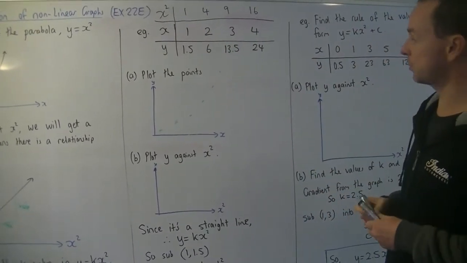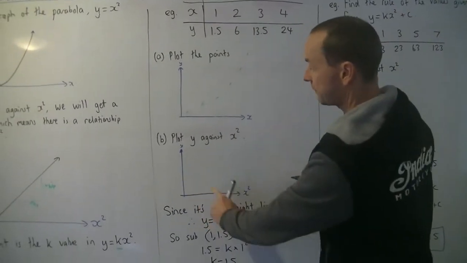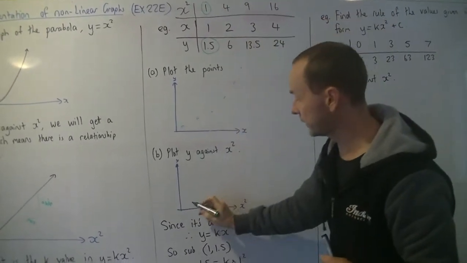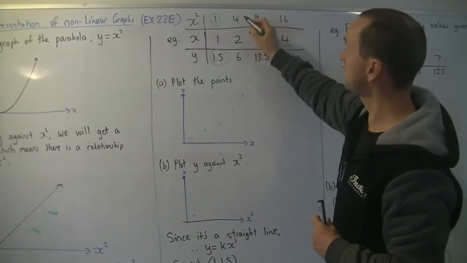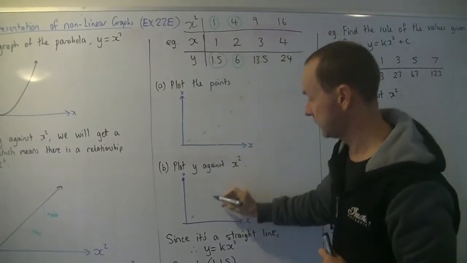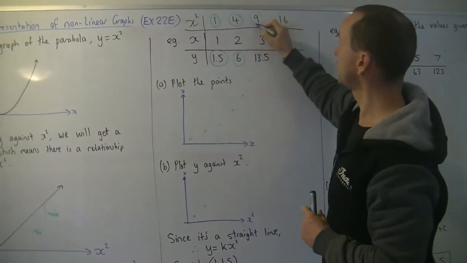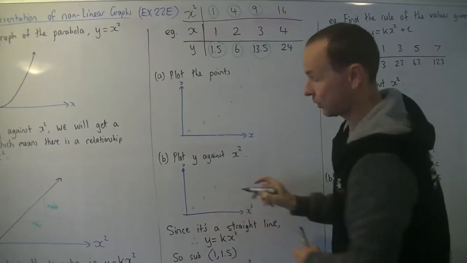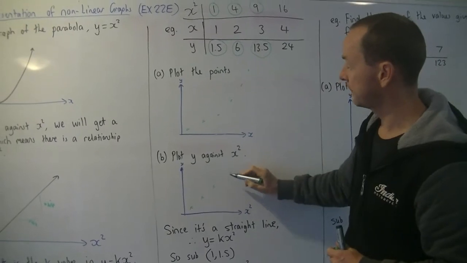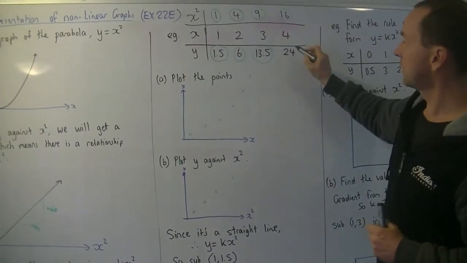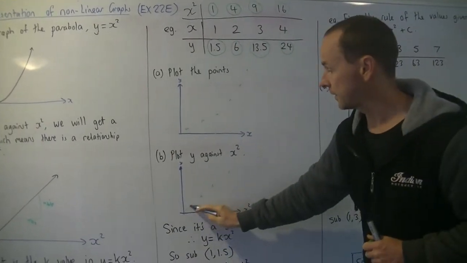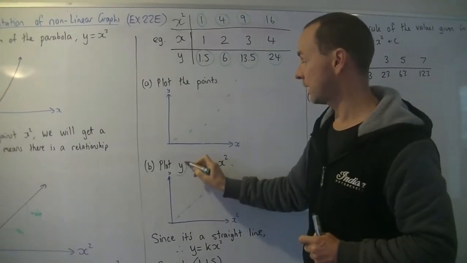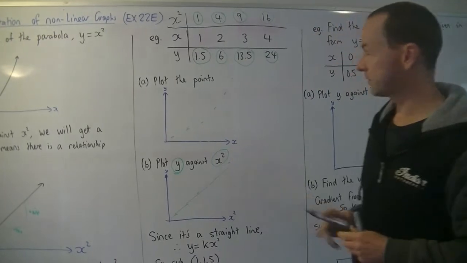So now I'm going to plot the points, the x squared value against y. The first value will be 1, 1.5, so wherever that is. Then the next value will be 4, 6. So I'll put that value there, 9, 13.5. So of course you'll have your scale across here and you'll plot these points accurately. And when you plot these points, you'll notice that it's a straight line. So what does that mean? It means that there's a relationship between y and x squared.